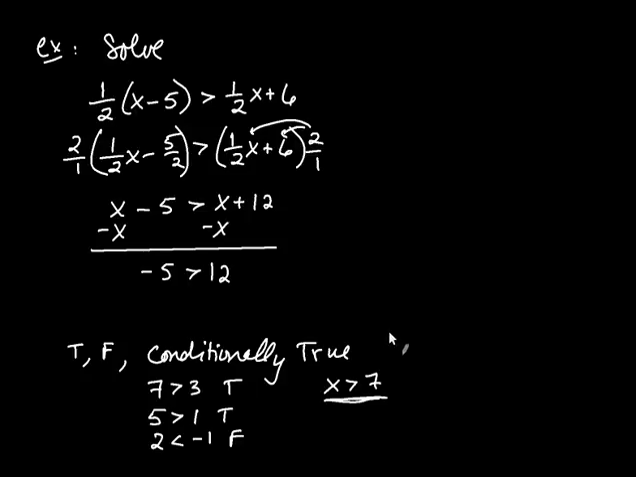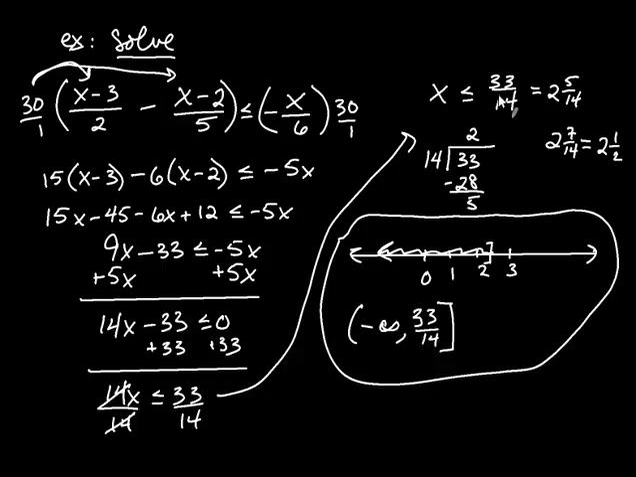So an example of a conditionally true statement would be in the previous problem. Let me go back to that previous problem for a minute. So this is an example right here of a conditionally true statement. If you can plug in a number here that's less than or equal to 33 over 14, then the statement is true. Like for example, 33 over 14 is the same as 2 and 5/14. So if I plug in 1, that statement is true because 1 is less than that. Okay? So most of the problems we see in math are situations where the statements are conditionally true.